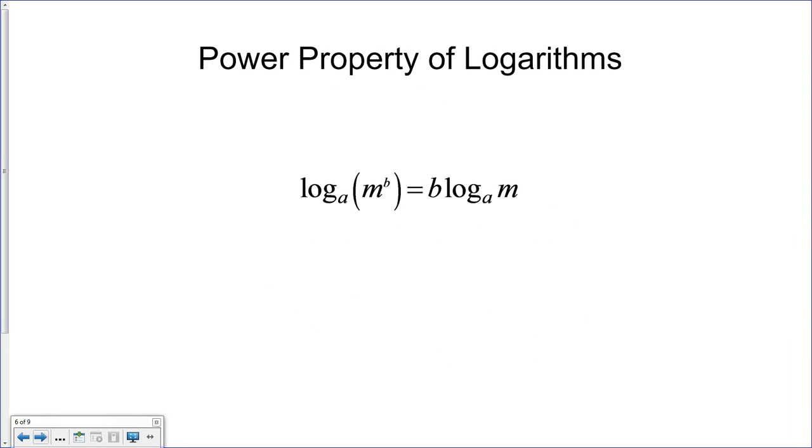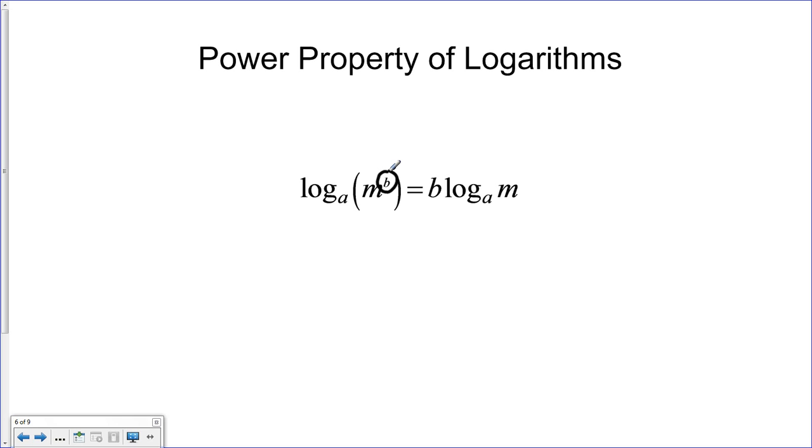Now the power property of logarithms, this is probably the most important property of logarithms. This is really what logarithms were invented for, is dealing with powers. So this is a really super powerful property of logarithms that we can take this exponent right here and move it down in front of the logarithm. Again, this is what logarithms were invented for, is to deal with those powers. So this is really handy when the power is our variable and we're trying to solve for that variable.